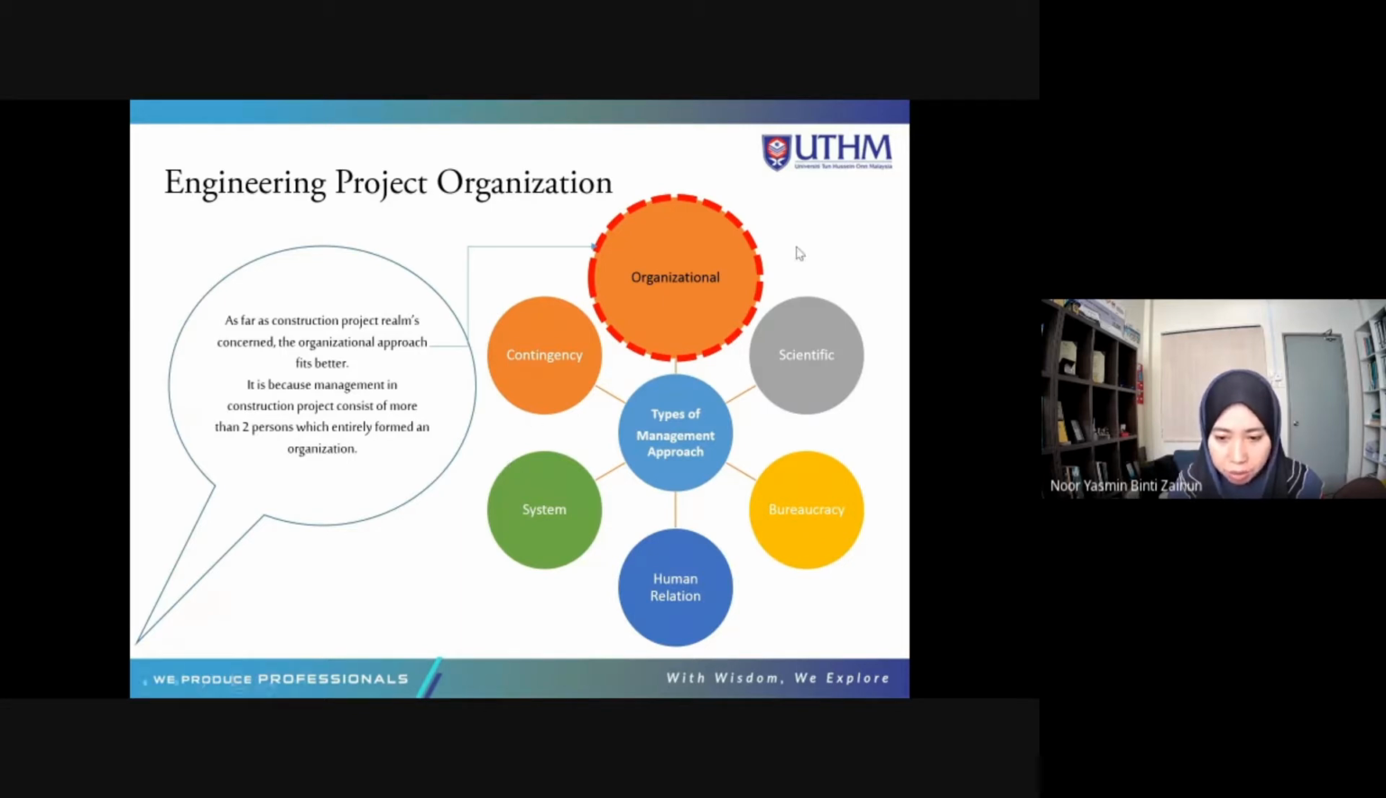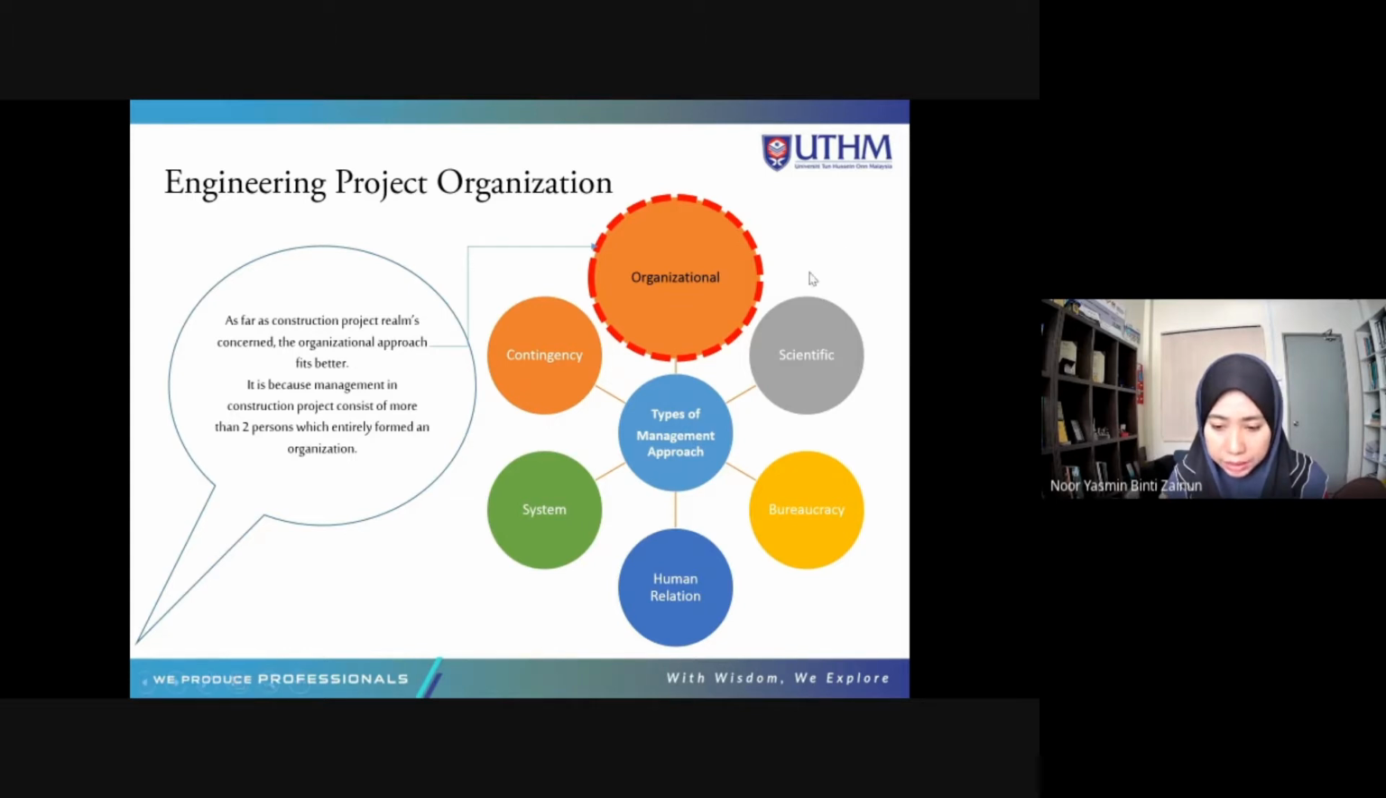So there are types of management approach for construction project. We have this organizational. Okay, organizational fits better as far as construction project is concerned. The organizational approach fits better. All right. So it is because management in construction project consists of more than 2 people, which entirely form an organization. So organization must have more than 2 people. Kalau seorang macam mana kita nak buka satu organisasi kan? So must have more than 2. Because for the life cycle of construction project, we have so many people involved, okay?